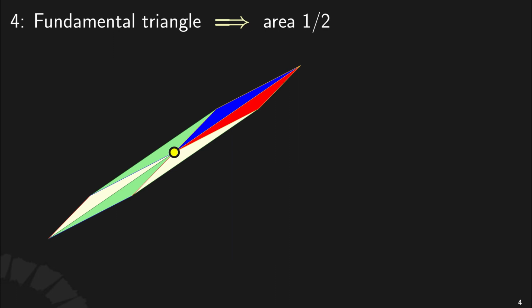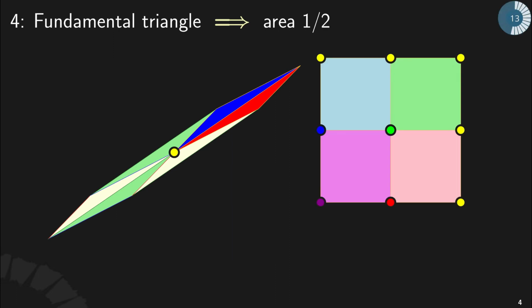Or if you want, every grid point would be associated with 2 copies of the fundamental triangle. Now, the key observation is that every grid point corresponds to one unit of area. And the easiest way to say it is just think back to the regular integer grid. It defines a natural partition of the plane into unit squares.